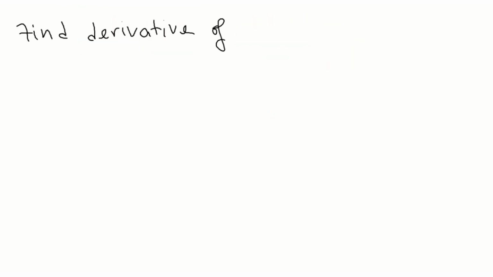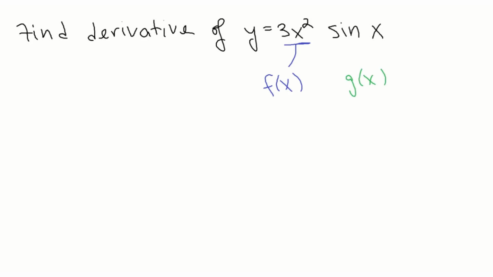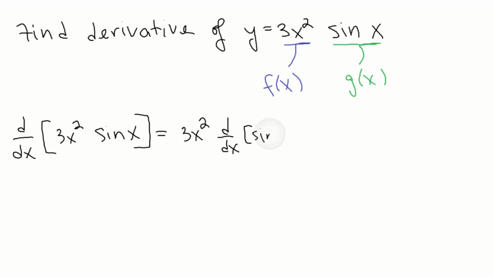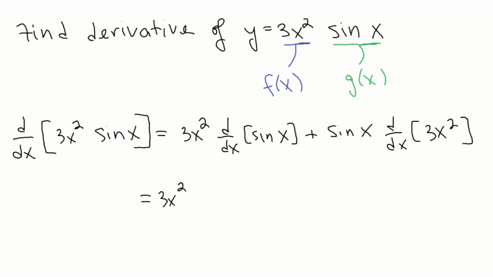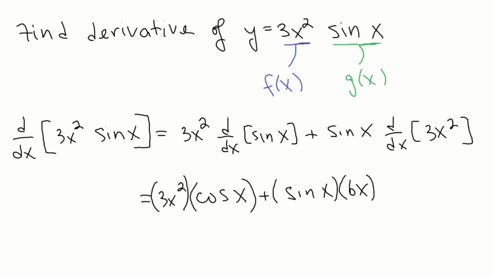Find the derivative of y equals 3x squared times sine x. For this one, our f of x is 3x squared, and g of x is sine x. Let's apply the product rule. The derivative of sine x is cosine x, and the derivative of 3x squared is 6x. We can factor out a 3x to simplify our final answer.